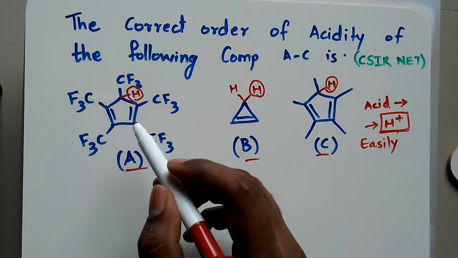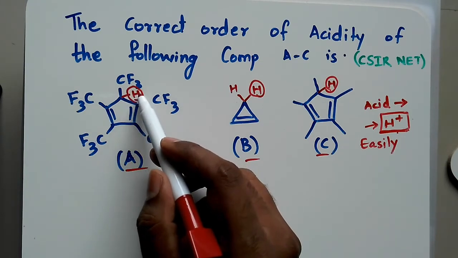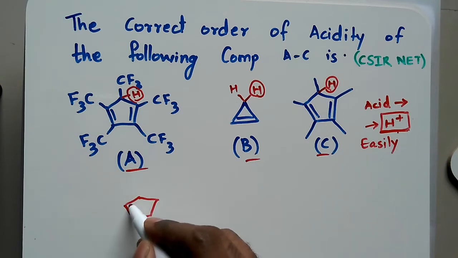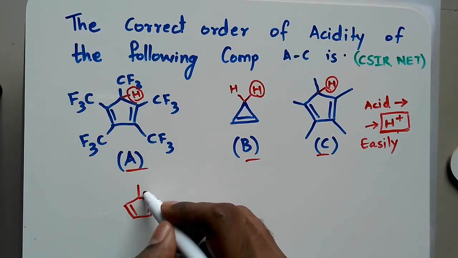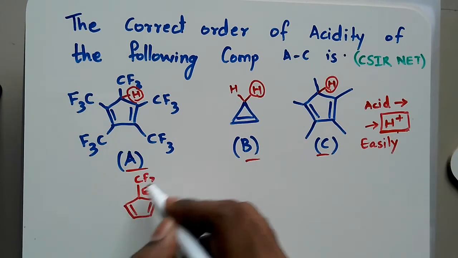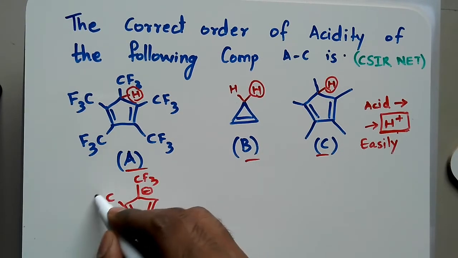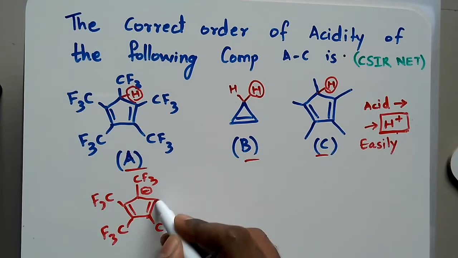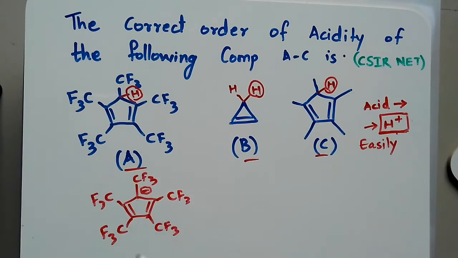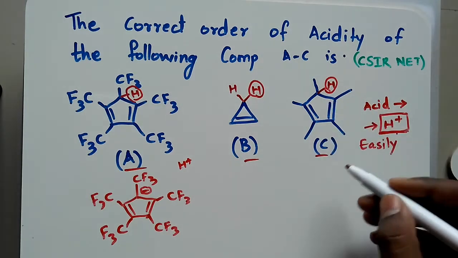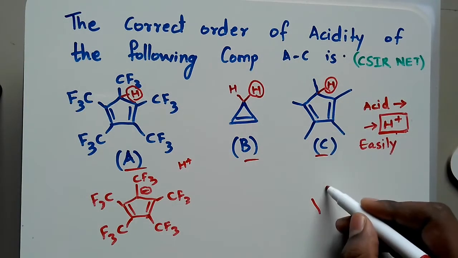Now we have to check for this. Suppose if you lose this hydrogen, we get a new structure. We have a cyclopentadienyl anion. We get a minus charge here. We have CF3 here. Okay, this is the formation. Now that means it gives H plus ions in the solution. Now let us check, see what will be the case.